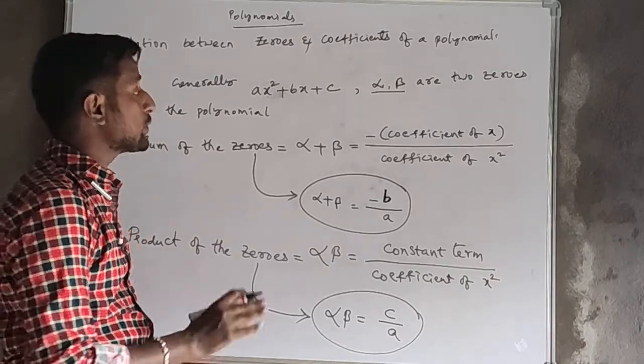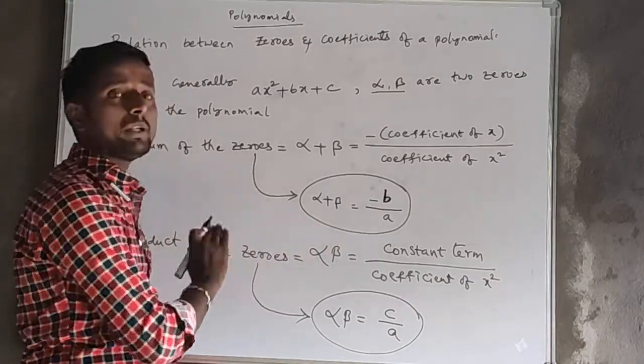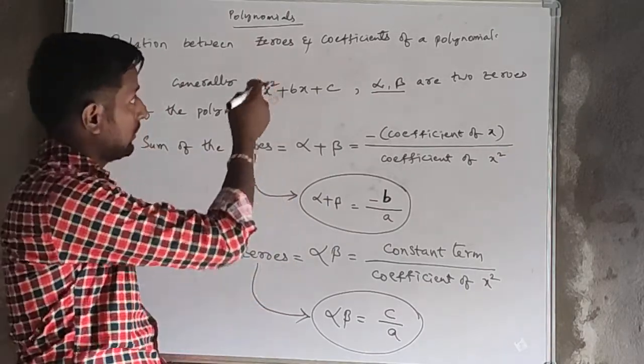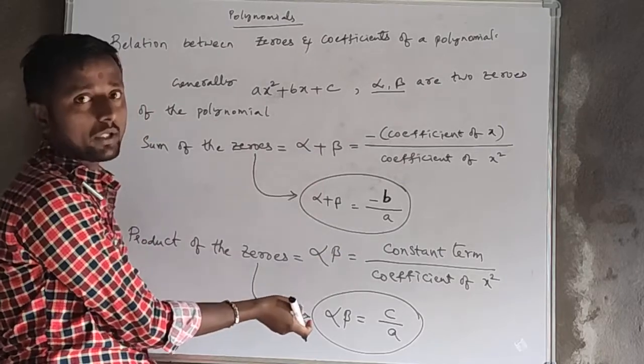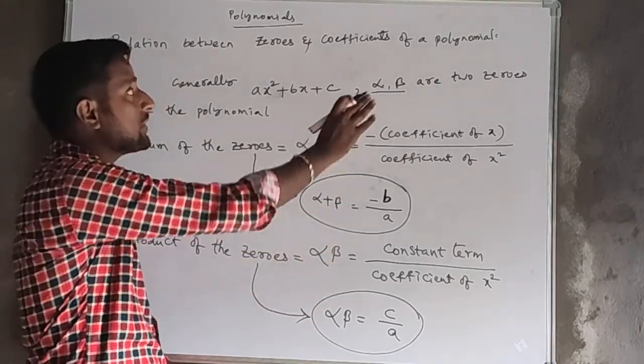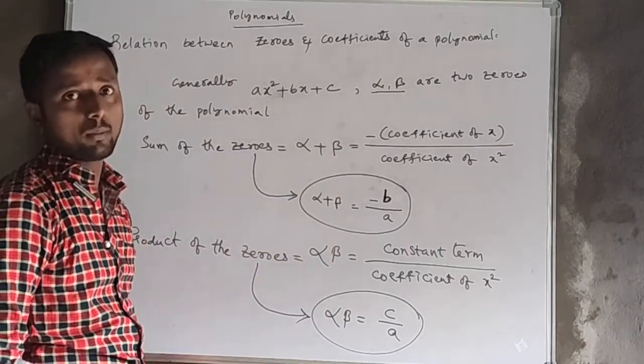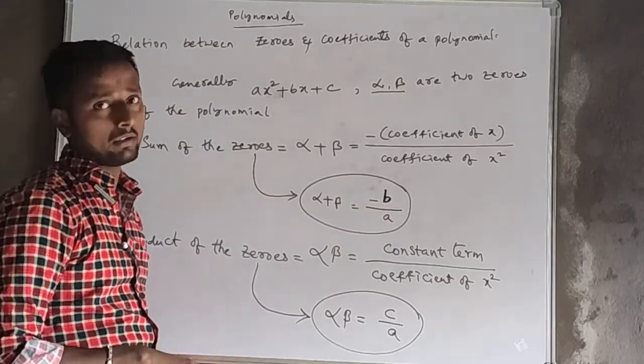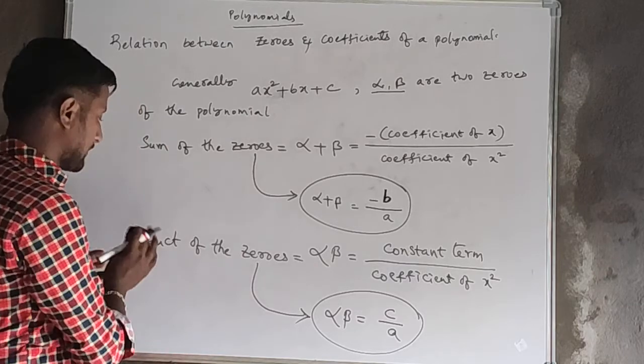Okay, so this is a relation between the coefficients and the sum of the zeros and product of the zeros, and it has a relation with the coefficients of the polynomial. Once we go through examples, then we can get clarification. Okay, next.